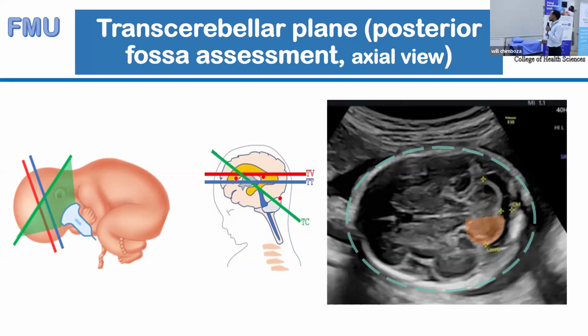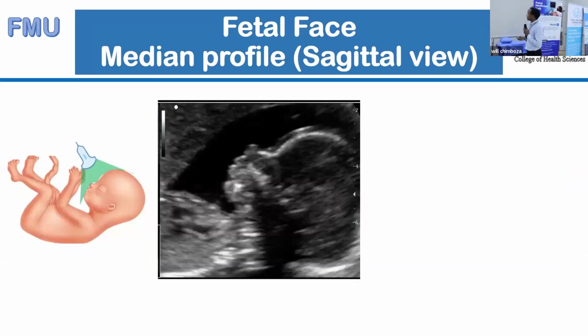Then we also assess, we should see the two hemispheres of the cerebellum and the vermis in between. Then we should also assess the thalamus. So this is the thalamus that we can also assess in the transcerebellar plane. Then we also assess the falx and then the cavum septum. Then we move on to the fetal face.